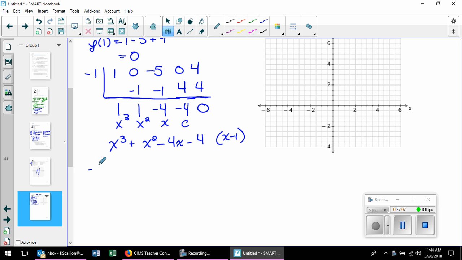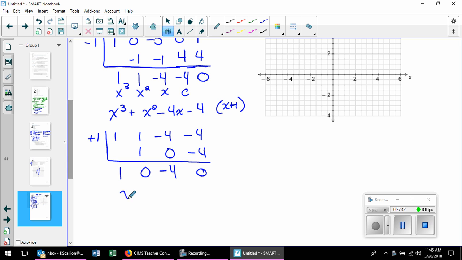X minus 1. Oh, sorry, this is plus 1. This is a negative 1, sorry. So that should be plus. So 1, 1, negative 4, negative 4, 1. 0, 0, negative 4, 0. Oh my goodness. So now I've got x squared minus 4.